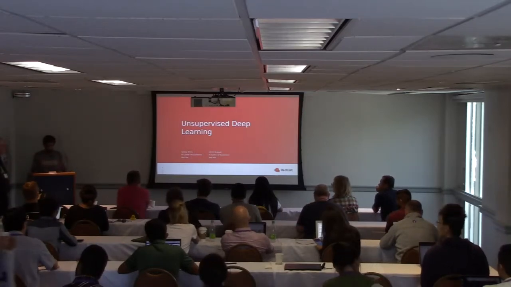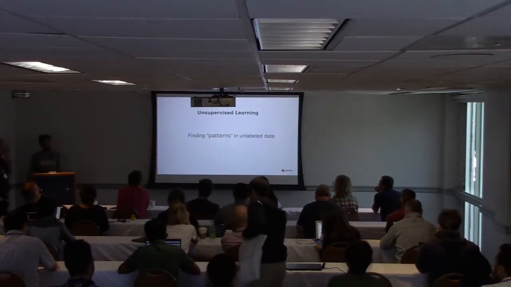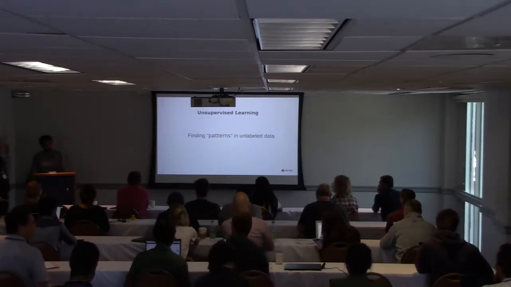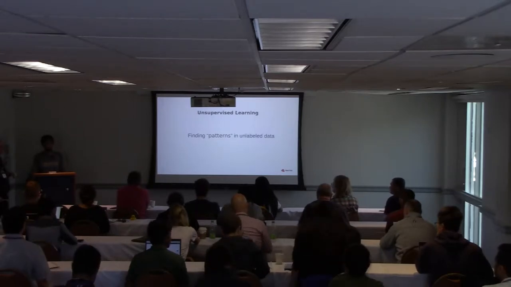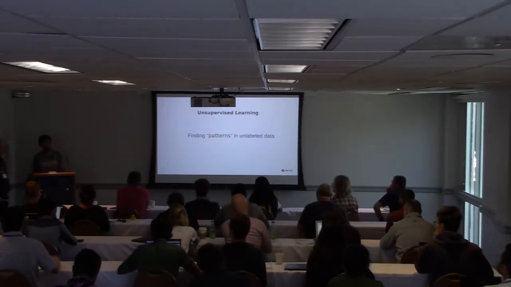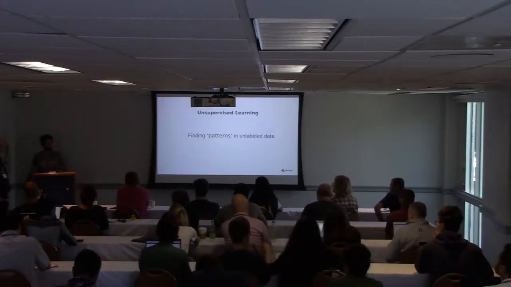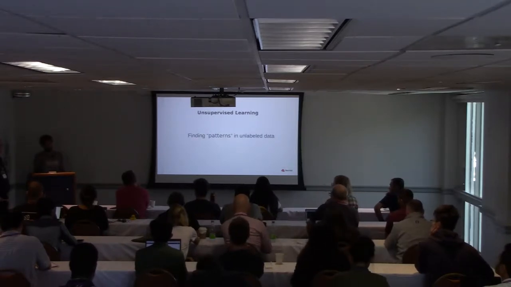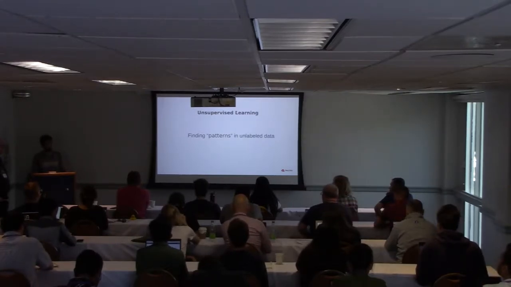So this is a talk about unsupervised deep learning, as you all know. So what is unsupervised learning? Very simply, unsupervised learning is finding patterns in unlabeled data. So the next question is, what is unlabeled data? It's data that's not labeled. Labeled data is data where you have some annotations. As an example, if I give you a bunch of images and say this image is a cat, this image is a dog, the dogs and cats are labels. Or I can give you a bunch of log files and tell you which ones are anomalous and which ones are not. Those are labels.